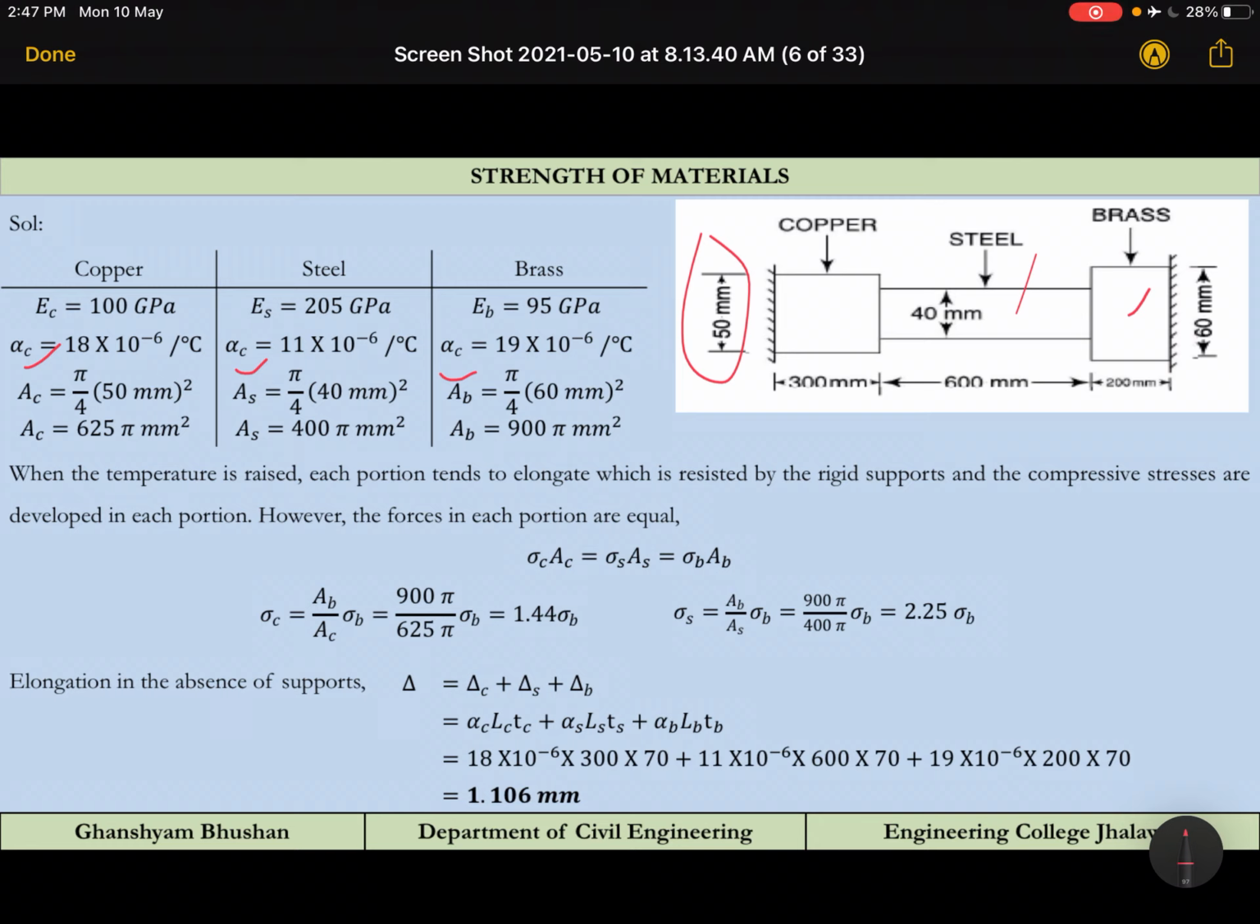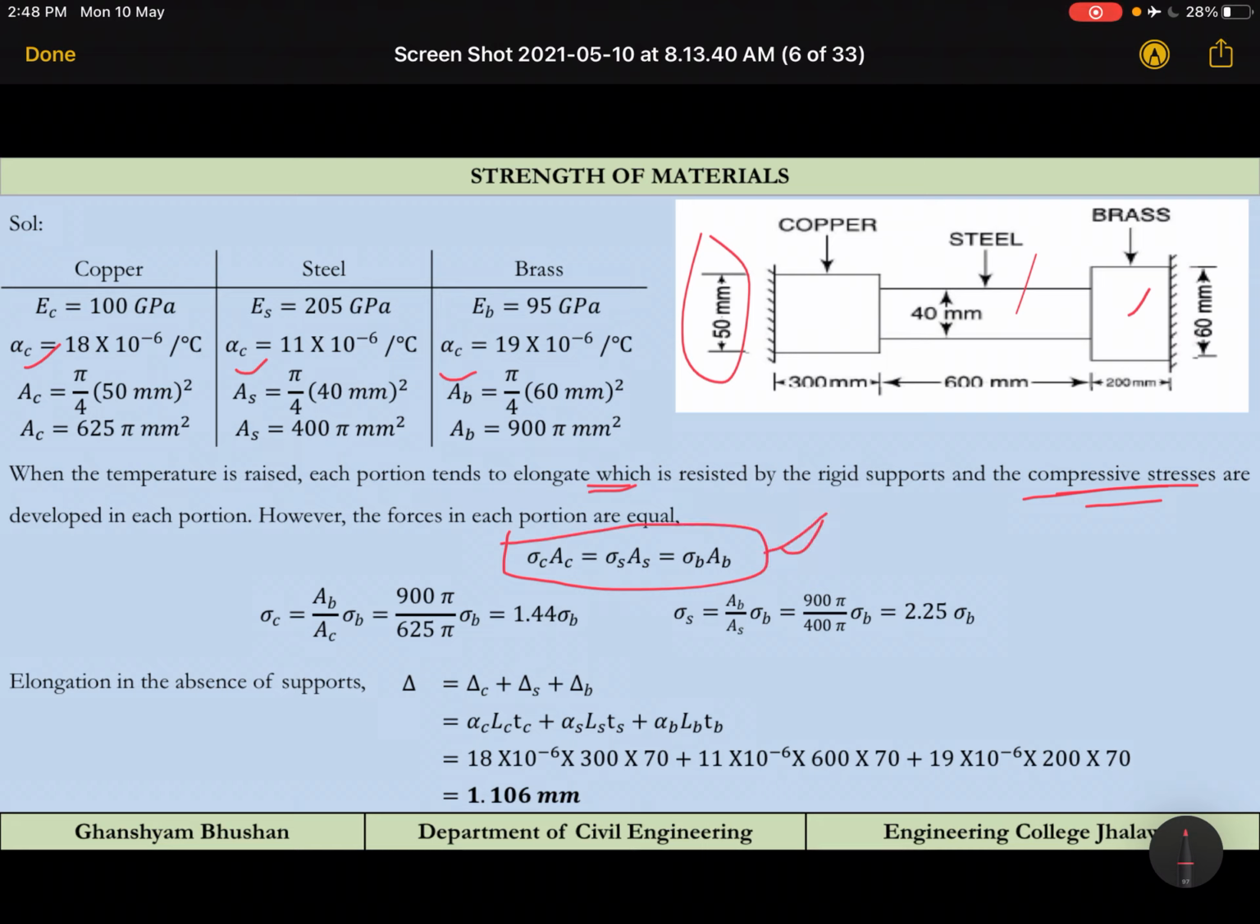Now when the temperature is raised, each portion tends to elongate, which is resisted by the rigid supports, and compressive stresses are developed in each portion. However, the forces in each portion will be equal. And one more thing, why are compressive stresses generated? Because every portion will expand, but due to the rigidity of the supports, they are not allowed to expand. So every portion will get compressive stress. So this equation, as I have told you, is valid here.